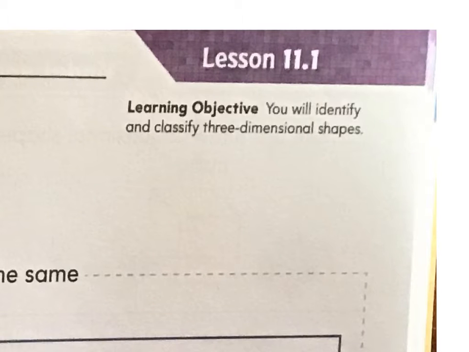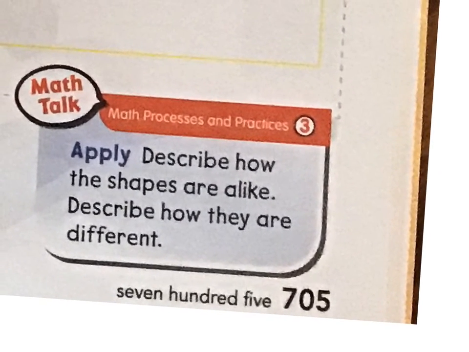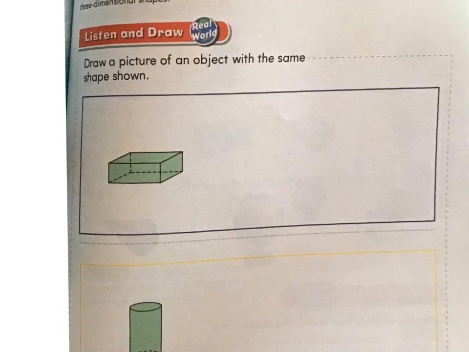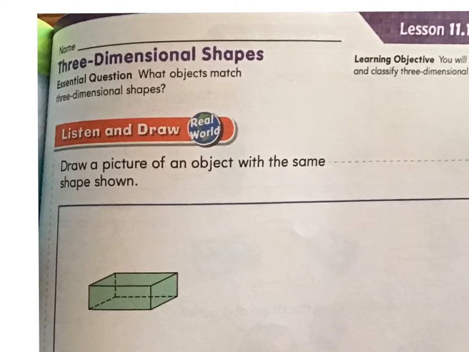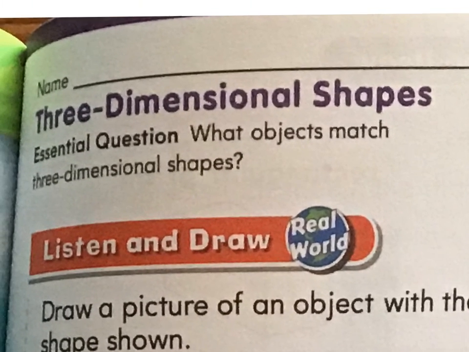Today's lesson is lesson 11.1, chapter 11, and it's on page 705. So in your book, everyone open up your book and turn it to page 705. All right, today's lesson is three-dimensional shapes. And our essential question today is, what objects match three-dimensional shapes?